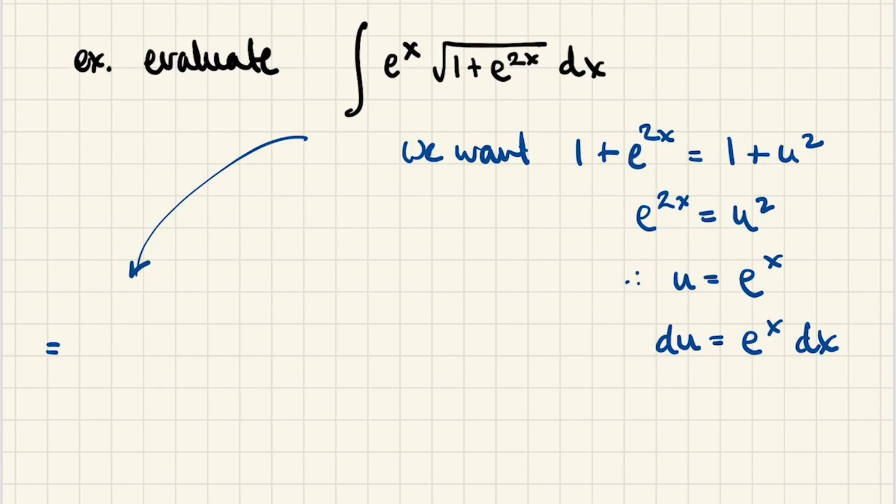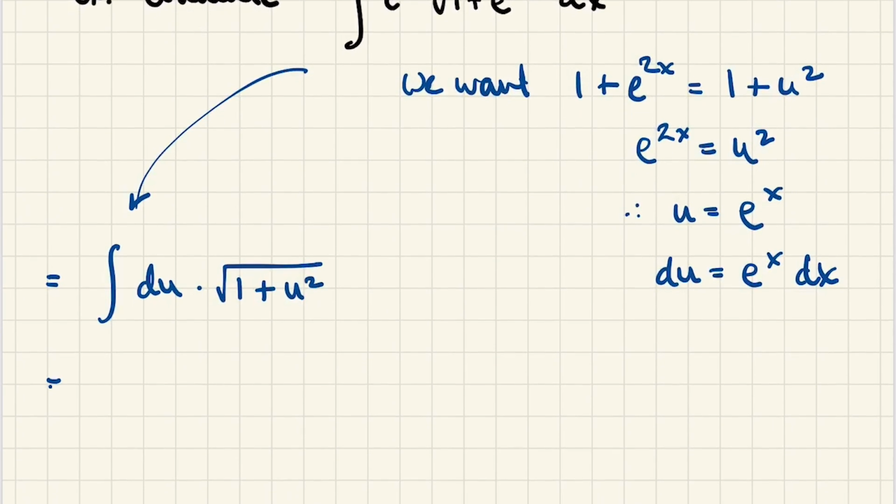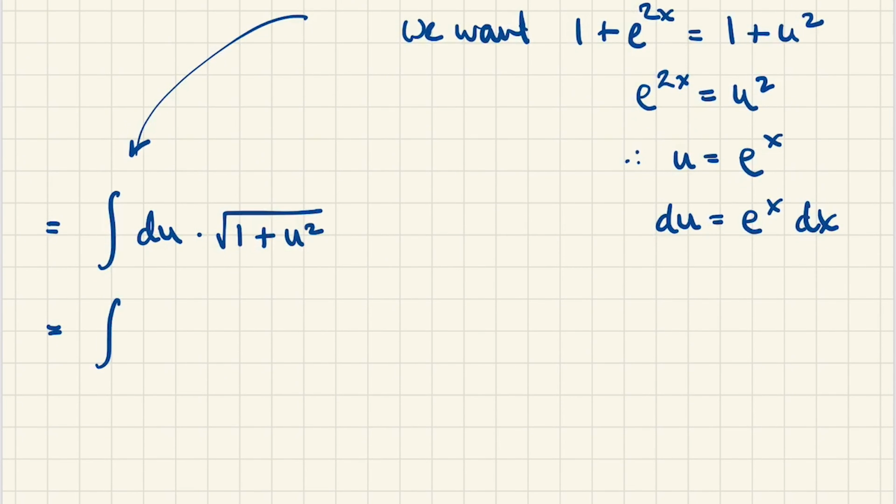All right, this becomes the integral of e to the x dx, which is simply du, and we have the square root of 1 plus u squared. Well, we're used to writing du on the far right, so let's certainly do that. And how do we integrate this guy? Well, we're going to do the u equal tangent substitution.